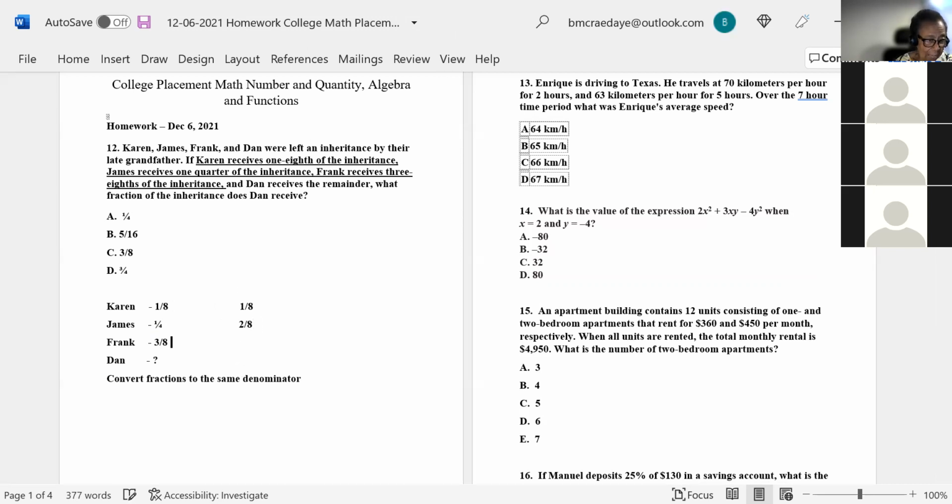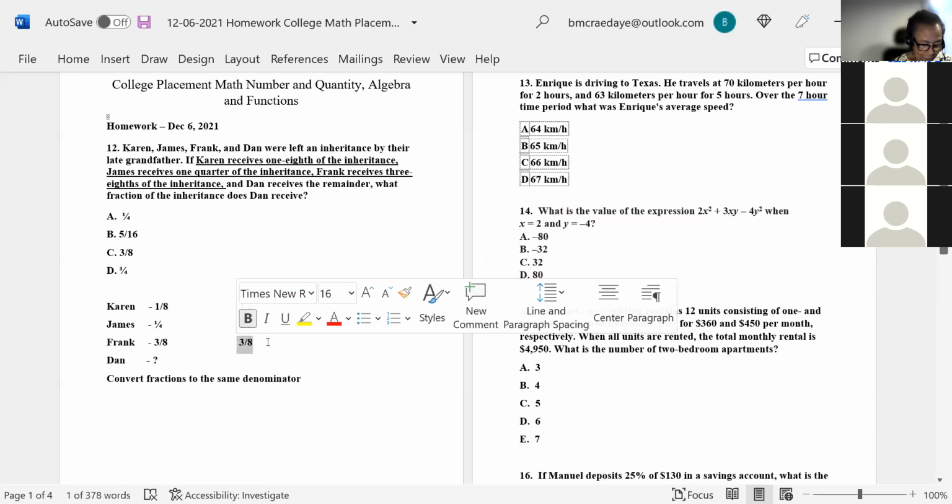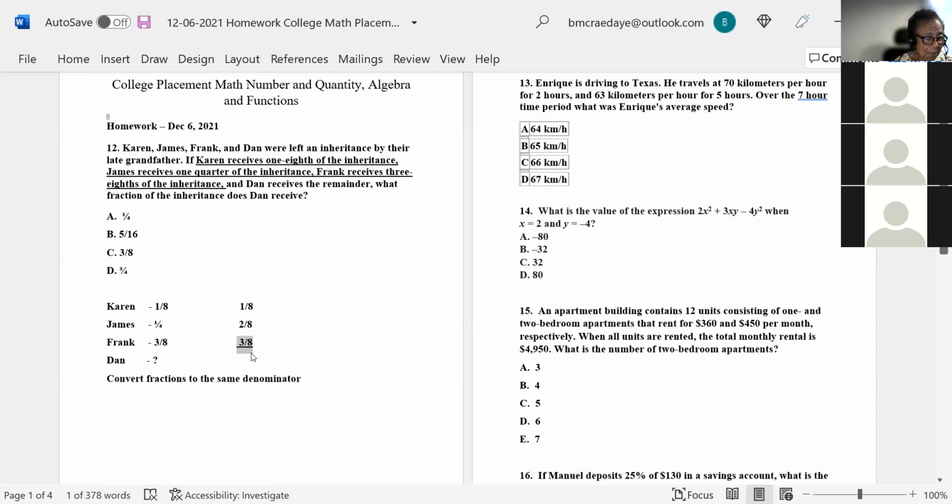And Frank is already in eighths. That's 3/8. Okay, Alva, what's 1/8 plus 2/8 plus 3/8? Remember, you add the numerators. So what does that give you? Okay, that's 6/8. 1 plus 2 is 3, and 3 plus 3 is 6. So when you add that, you get 6/8.